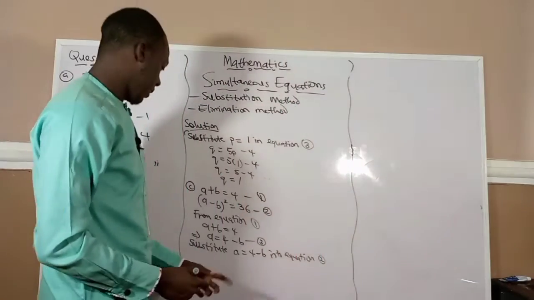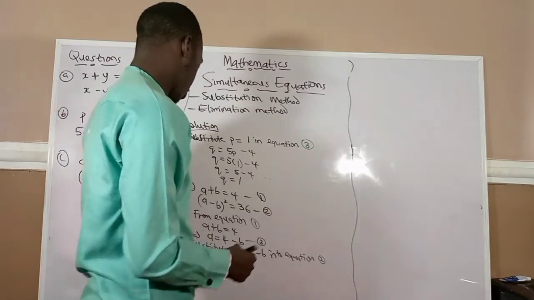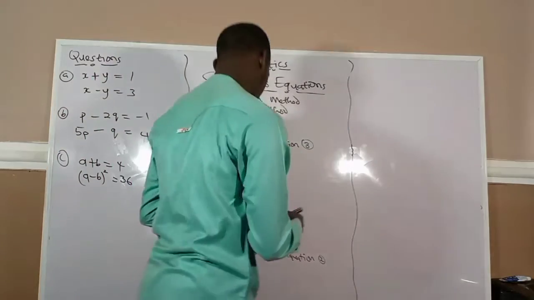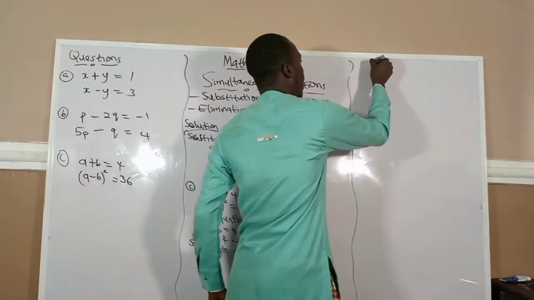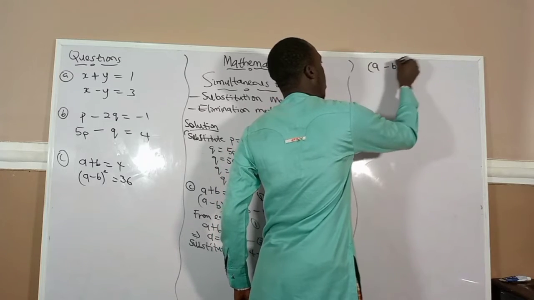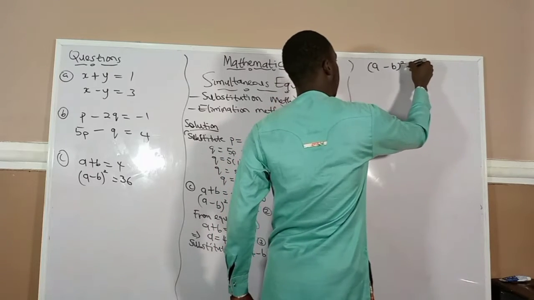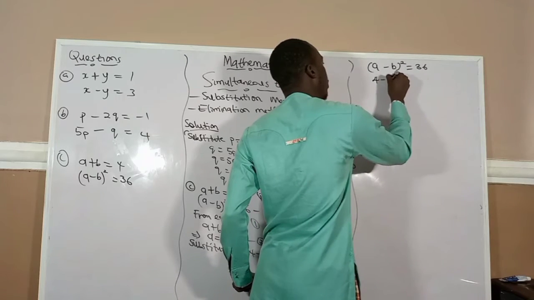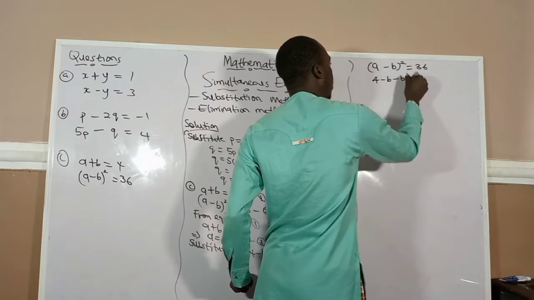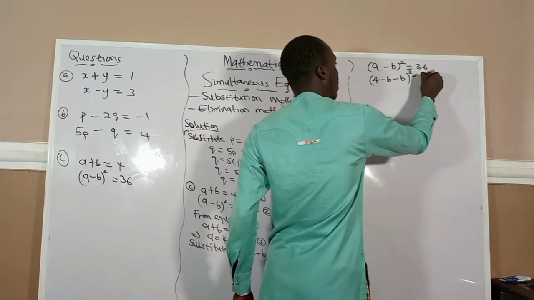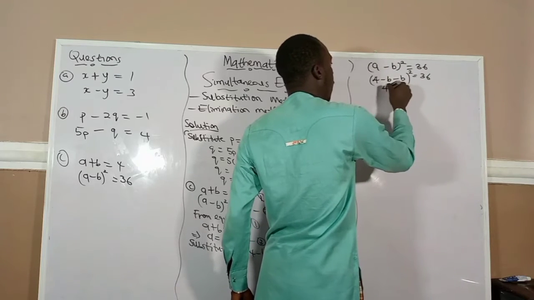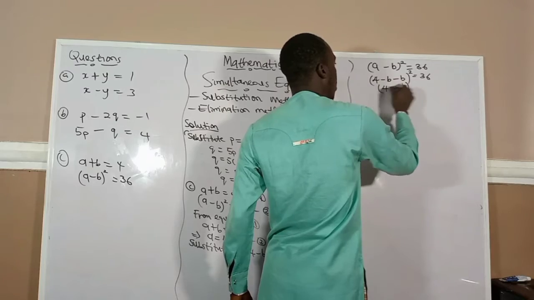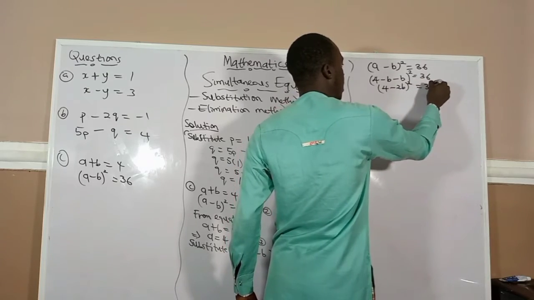Okay, now let's continue. Substitute this into equation 2. We're going to have, don't forget equation 2 is a minus b all squared is equals to 36. And then my a is 4 minus b, minus b, all squared is equals to 36. So this is going to be 4 minus 2b all squared is equals to 36.